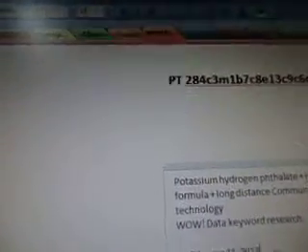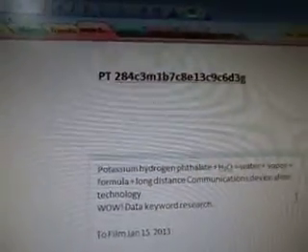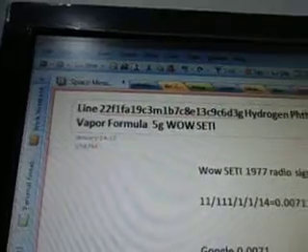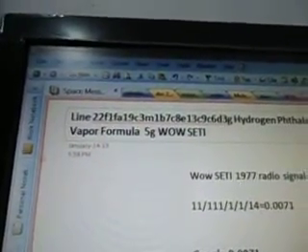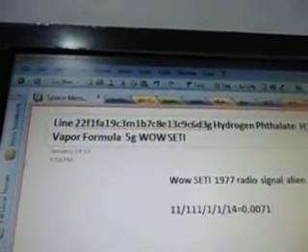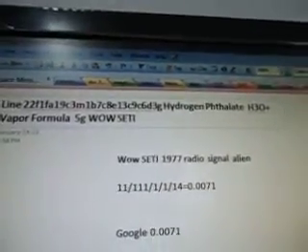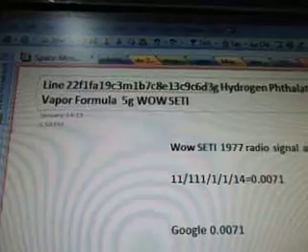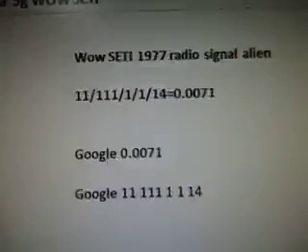So this is part 284C3M1b7c8e13c9c6d3g. This is line 22f1fa19c3m1b7c8e13c9c6d3g. Hydrogen phthalate H3O plus vapor formula 5G Wow Seti. There's the alien radio signal.